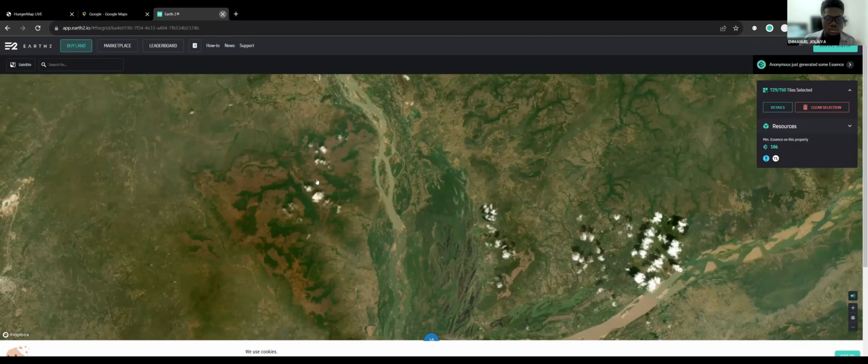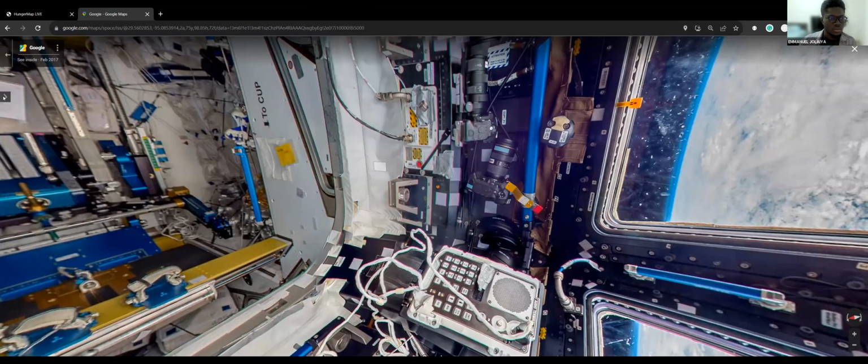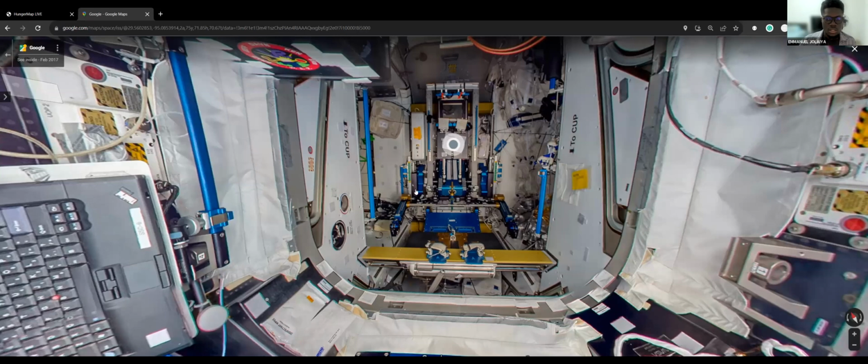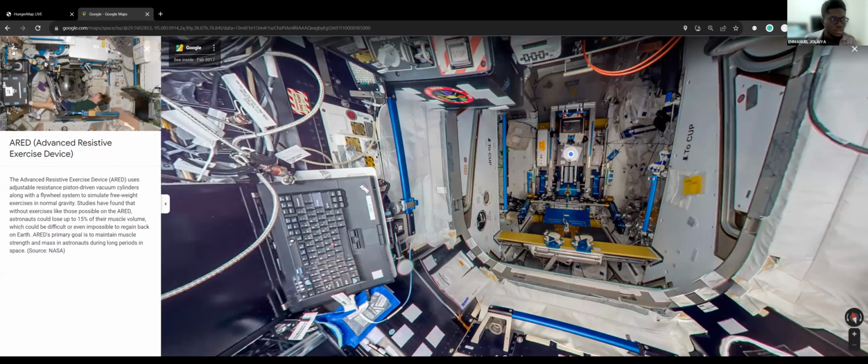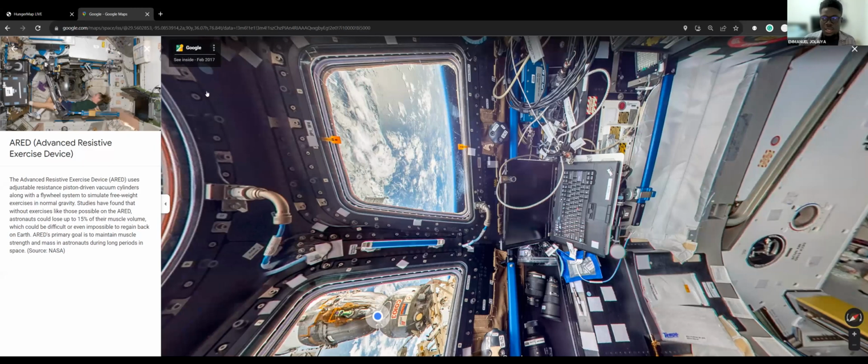Okay, so this is the International Space Station from Google Maps. So yeah, any other question? I think our time is almost spent.